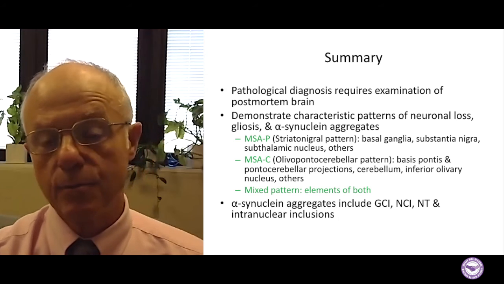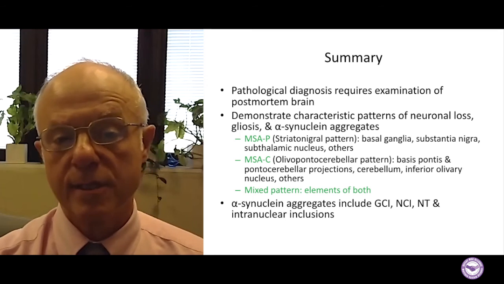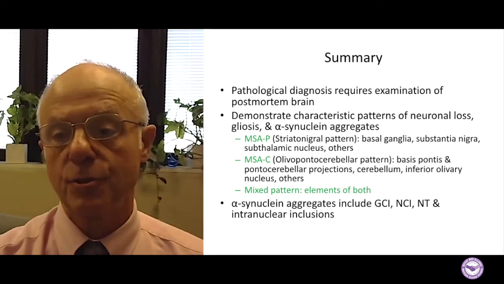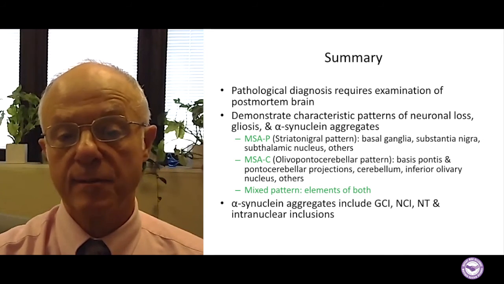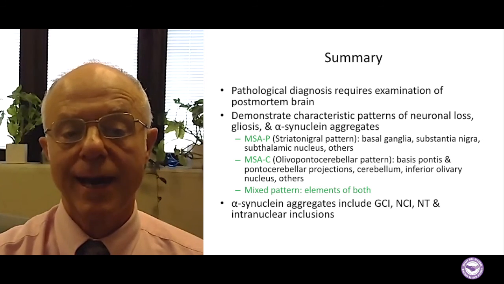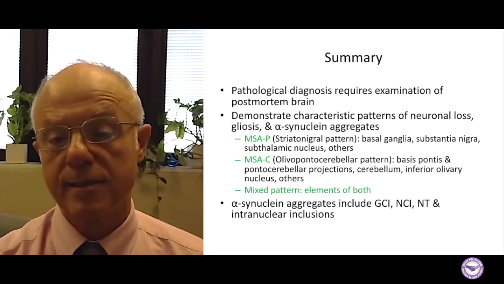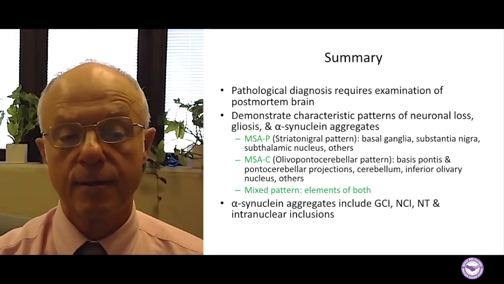Without wanting to show many of the other structures that are involved in the case, the pathologic diagnosis and confirmation of MSA requires examination of postmortem brain tissue. We need to look at the brain in autopsy. Then we need to sample different areas of the brain to determine the pattern of neuronal loss and the pattern of gliosis and look for the alpha-synuclein aggregates. If we find the aggregates and the cell loss primarily in the basal ganglia, substantia nigra and subthalamic nucleus and others, we have a diagnosis of MSA-P, the striatonigral pattern of MSA.